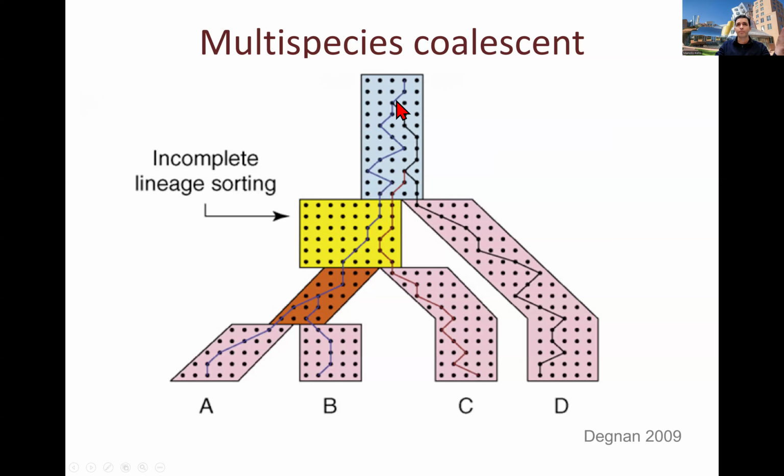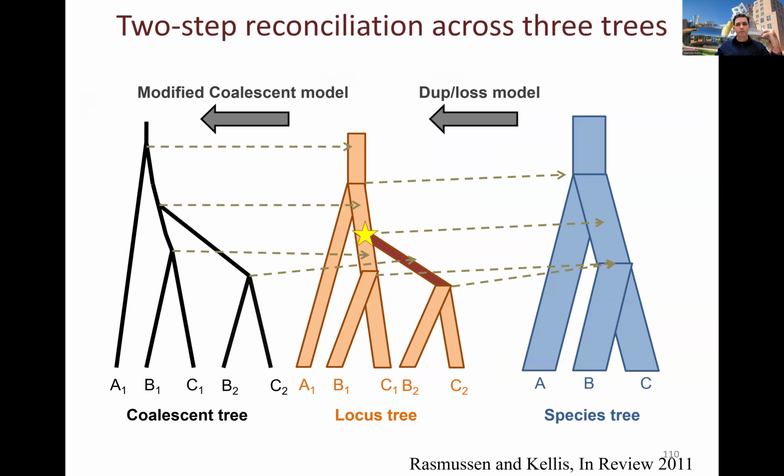Everybody with me here? Conversely, you can think of this going forward in evolution as incomplete lineage sorting. That basically means that these lineages are sorting here, but they haven't completely finished sorting when the next speciation event happens. Is everybody with me here? Who thinks this is kind of cool? I hope you guys are enjoying this as much as I do. So this is like understanding the subtleties of evolutionary processes.